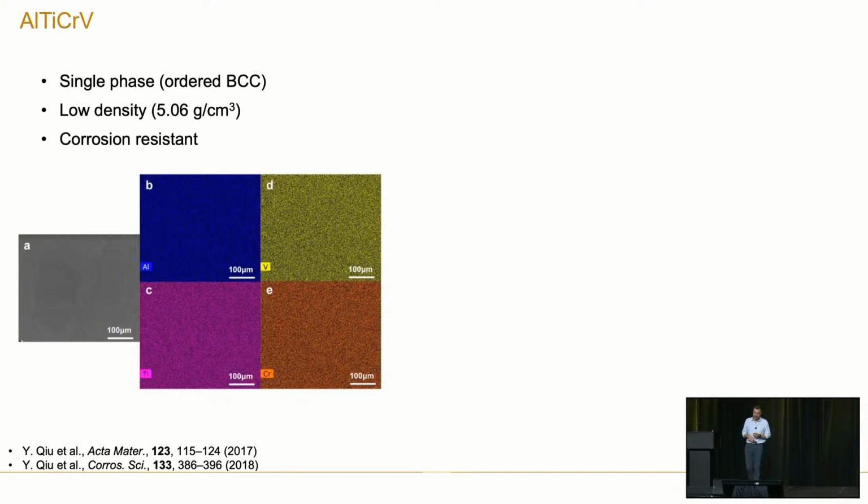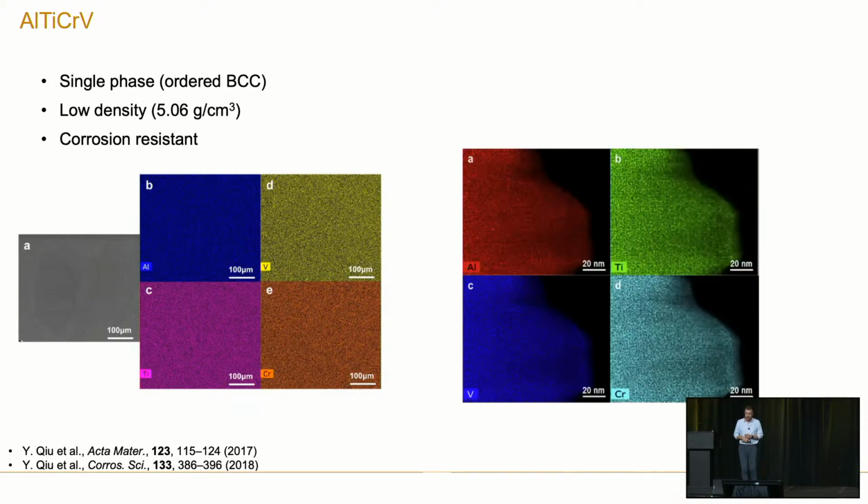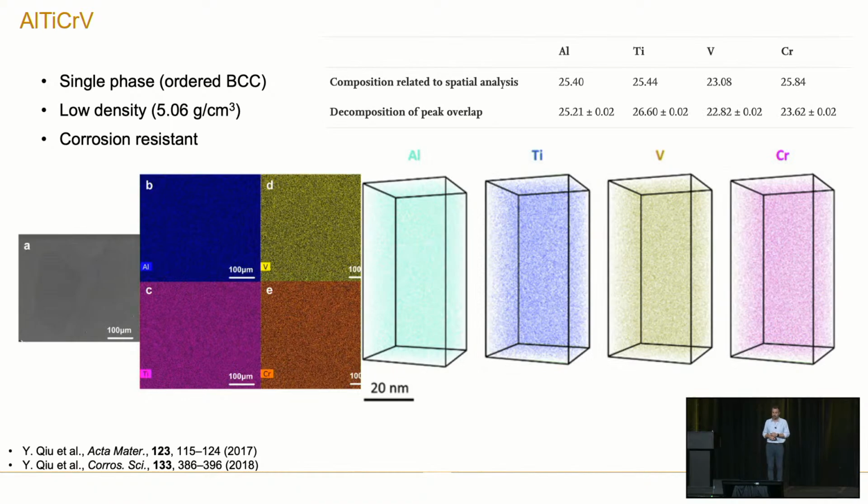That's an EDS map on SEM. Same in TEM, so this is a scanning TEM image, and even same with 3-dimensional atom probe. And what's interesting with atom probe is you can calculate the compositions from the atom probe data directly, and you can see the equiatomic proportions of this particular alloy was successful.